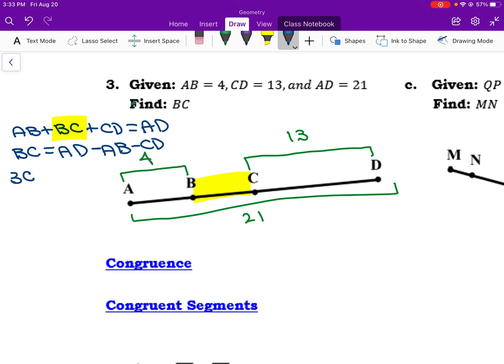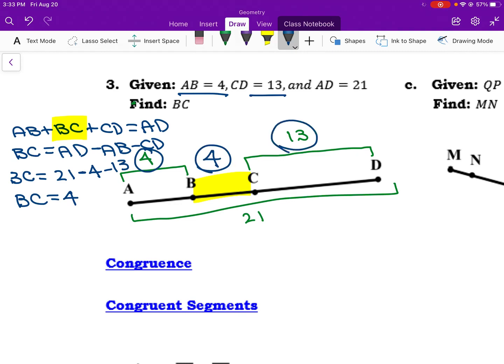And now I can substitute my values in. So I see that BC equals AD, which is given to me as 21, minus AB, which is 4, minus CD, which is 13. I'm going to go ahead and simplify. So if I take 21 minus 4, that takes me to 17. 17 minus 13 would give me 4. So this missing segment is 4. I can always confirm by saying, well, does 4 plus 4, which is 8, plus 13 give me 21? Right, so if I do add those together, yes, in fact, they do add to 21.